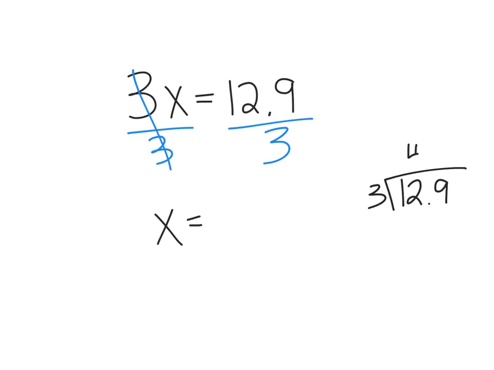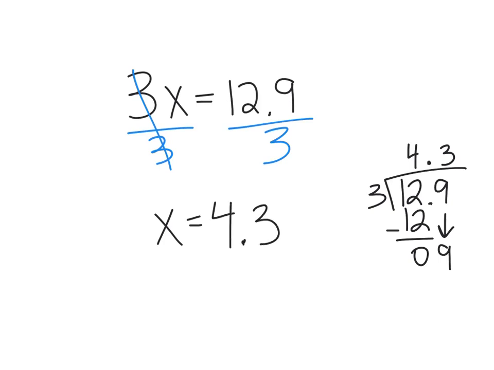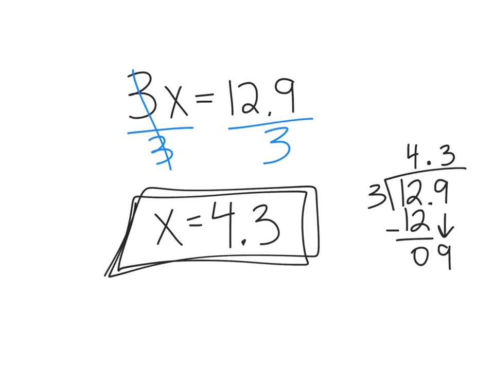3 goes into 12 4 times. 4 times 3 is 12. I would subtract and get 0. I bring down my 9. 3 goes into 9 3 times. And I make sure that my decimal point stays right here. So my final answer is going to be 4.3. Again, you will be able to use a calculator, so if you just type that into your calculator, that is totally fine. This will be our final answer for the problem.